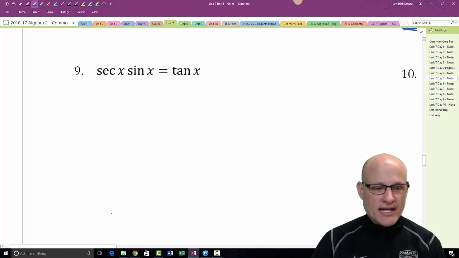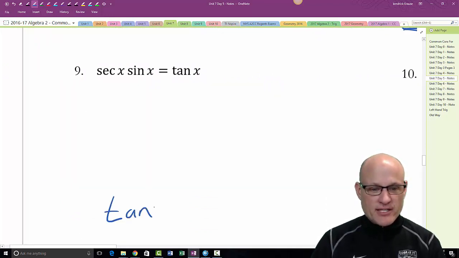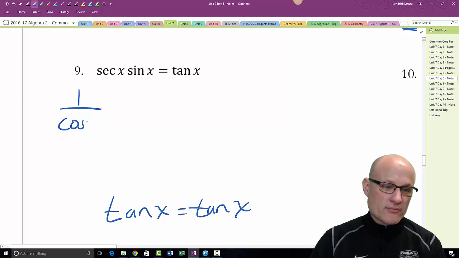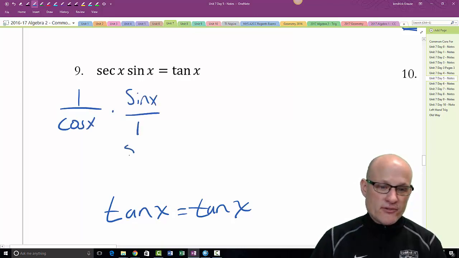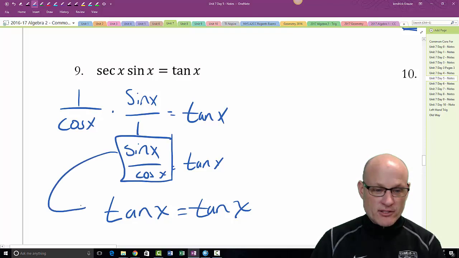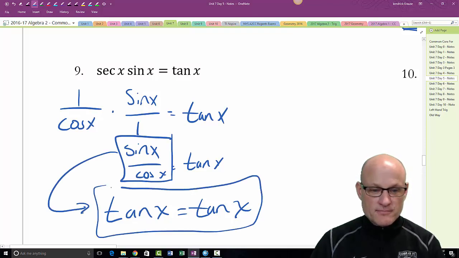Left side's more complicated. I know when I'm done, I'm going to have tan x equals tan x. I just have to get there. All right. 1 over cosine x times sine x over 1. This is sine x over cosine x. And isn't sine over cosine really just tangent? There I am. I'm done.